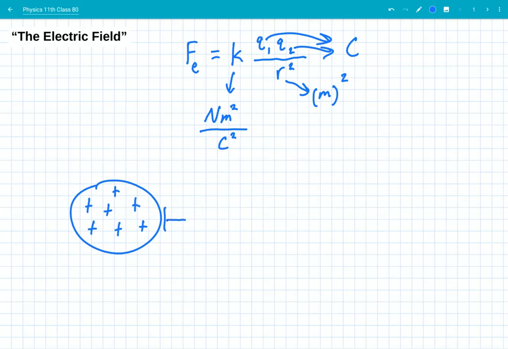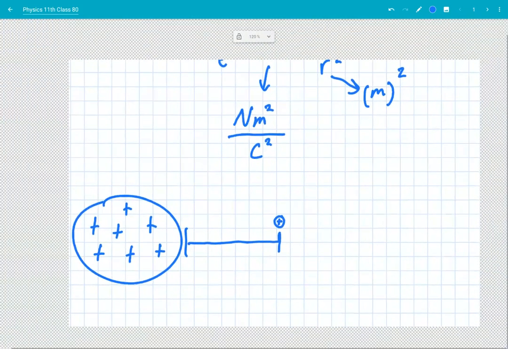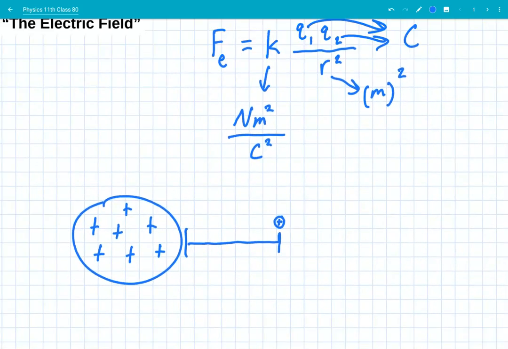So we're going to say that, let me draw this distance better. So we're going to say that there's a really small charge. I'm going to put it right here. I need to make it a little bit bigger. We're going to say that there's a really small positive charge here. Now, something that you guys need to realize is that this positive charge actually creates its own little electric field.